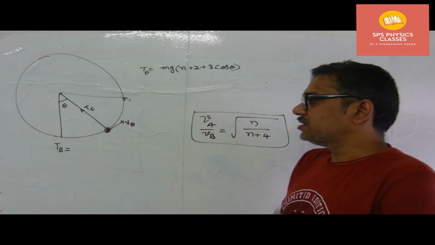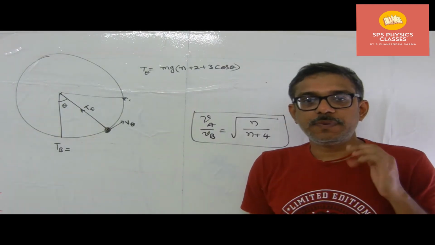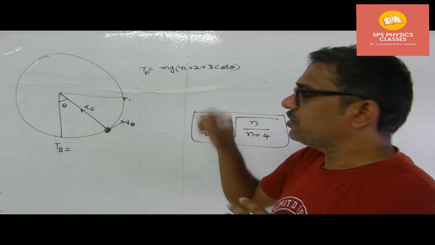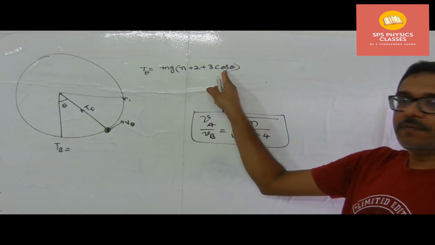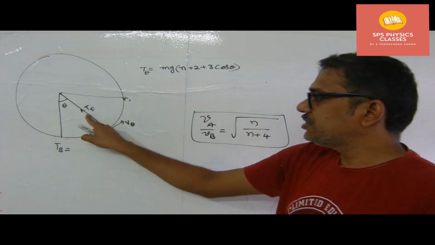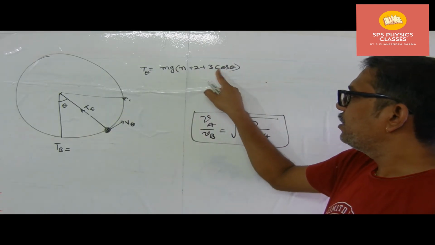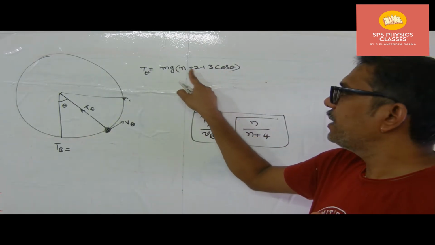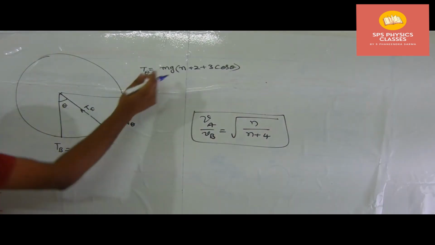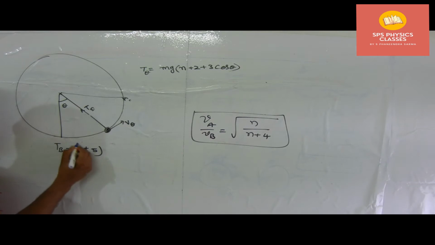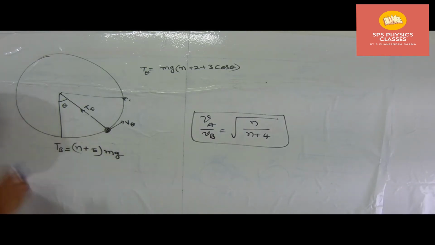Let us see the next concept. How to find out the tension in this particular case. To find out the tensions at the different positions, use this logic. What is the logic? Substitute the value of theta equal to 0 initially at B. Cos 0 means what? 1. So, 3 plus 2 means 5. Therefore, you can write TB in the given case as (n plus 5) into mg.